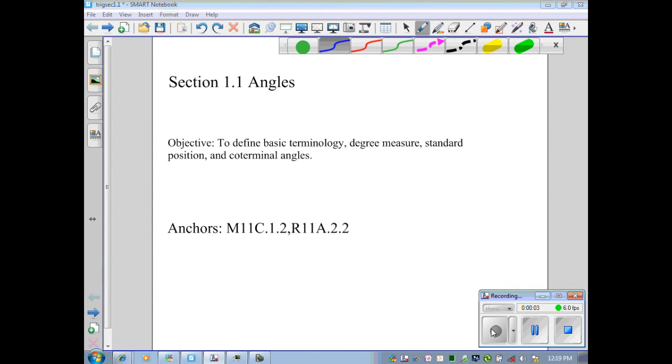Section 1.1 angles. Objective: to define basic terminology, degree measure, standard position, and coterminal angles. Anchors: M11C 1.2, R11A 2.2.